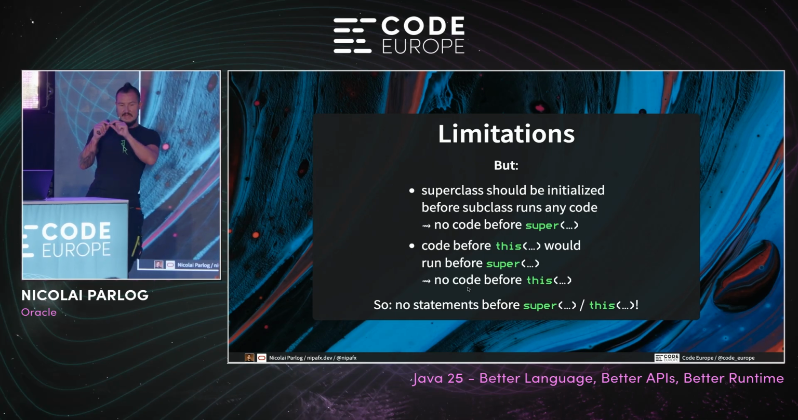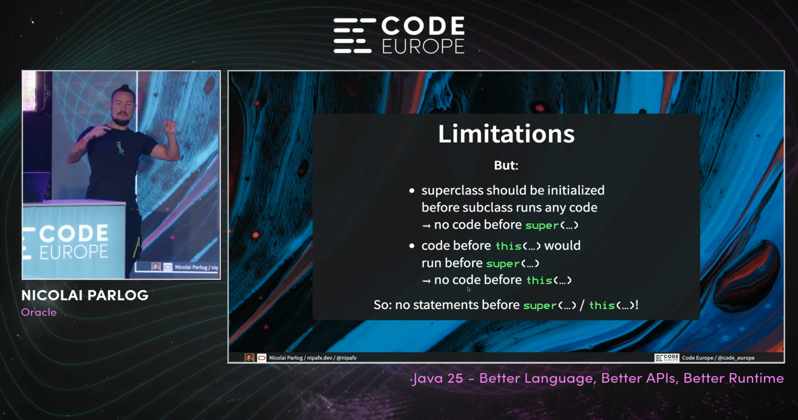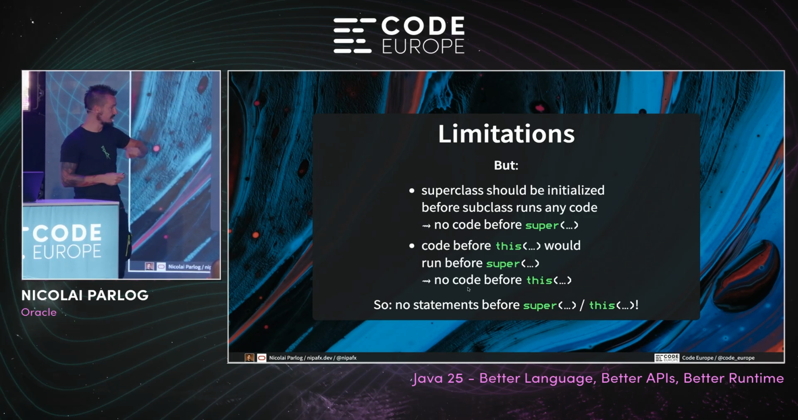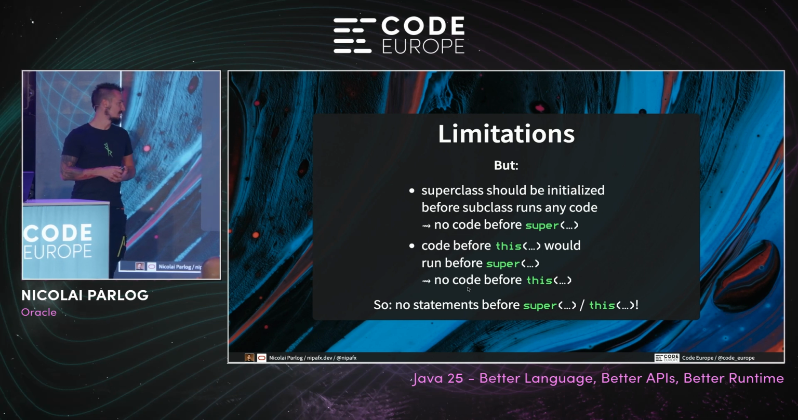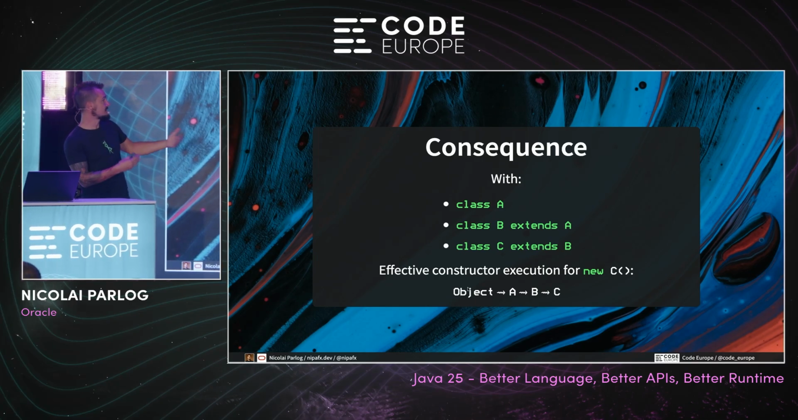And since if you have a chain of constructors in the same class, and then one of them eventually calls super, then if you could run code before this constructor call, you would effectively still run code before the super constructor call. That means the other rule is no code before this. So in summary, up until Java 25, you could not run code before super and this.